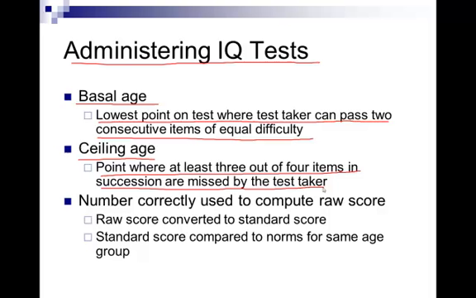And so the number of question items that are correct are used to compute the raw score. Then you take that raw score, and there are tables for you to convert it to a standard score. And then your standard scores are compared to norms for the same age group. So if you're testing 13-year-olds, then you're going to compare those results against 13-year-old norms.